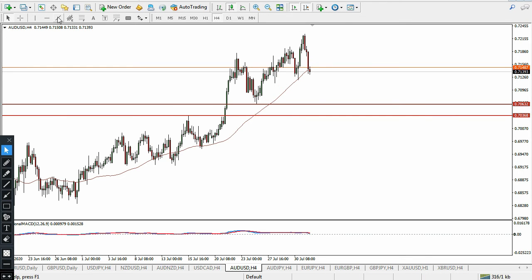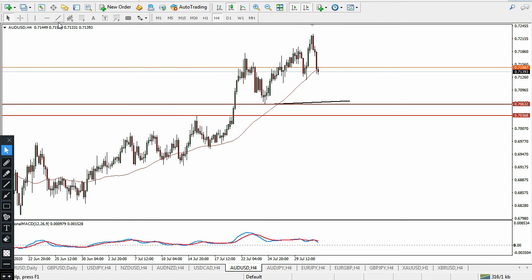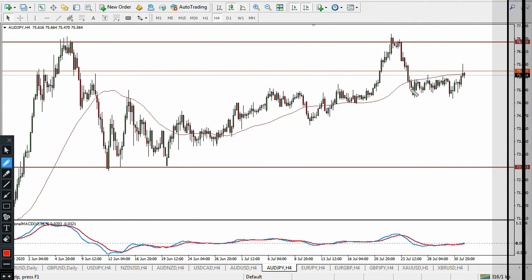You see here that price is making an ABC move. You see here ABC, then price will create some corrective structure over here and then go further downward. So all my view about the Aussie USD is a downside move.